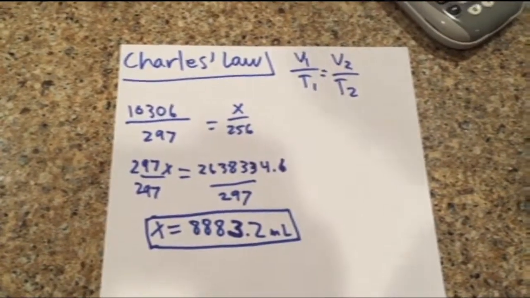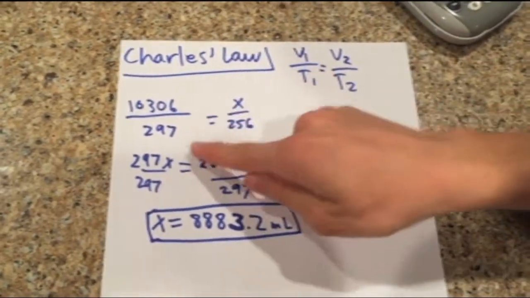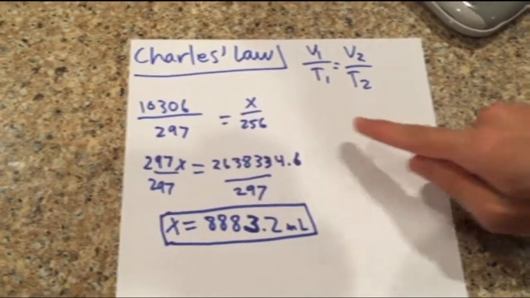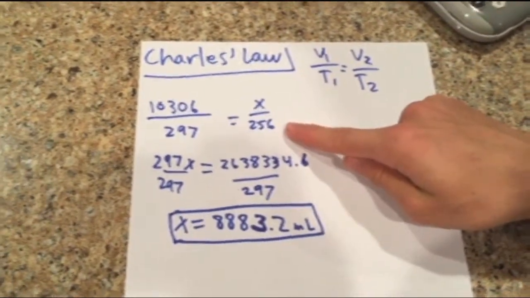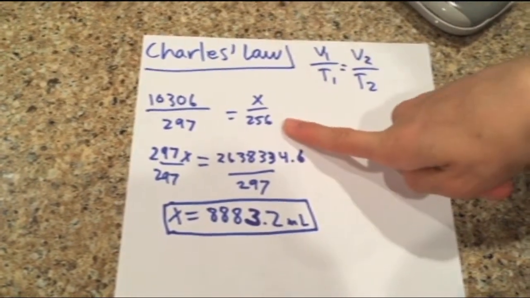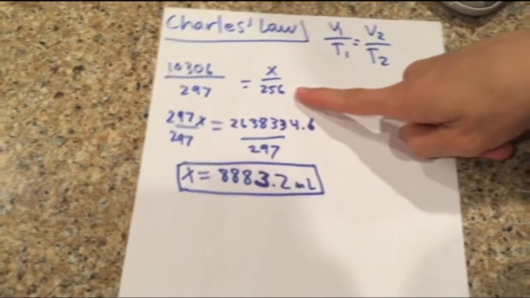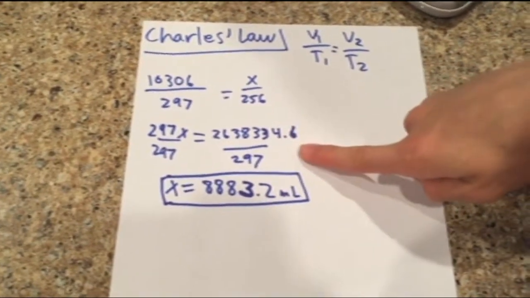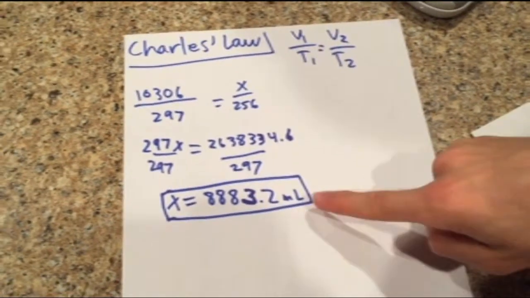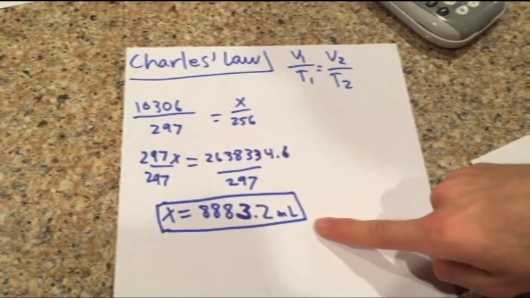Now that we know the volume 1, the temperature 1, and the temperature 2, we can plug it into the equation of Charles' Law so that we can find x, which is representing the volume 2, and the volume 2 is what the volume in the balloon should be after it's been in the freezer. When we plug in all the values that we know, we come out that x should be 8,883.2 milliliters once the balloon comes out of the freezer.